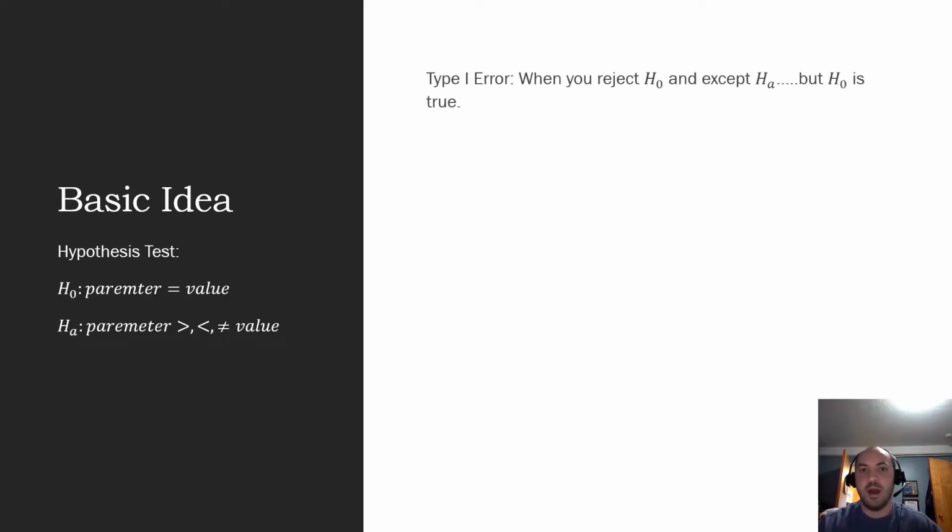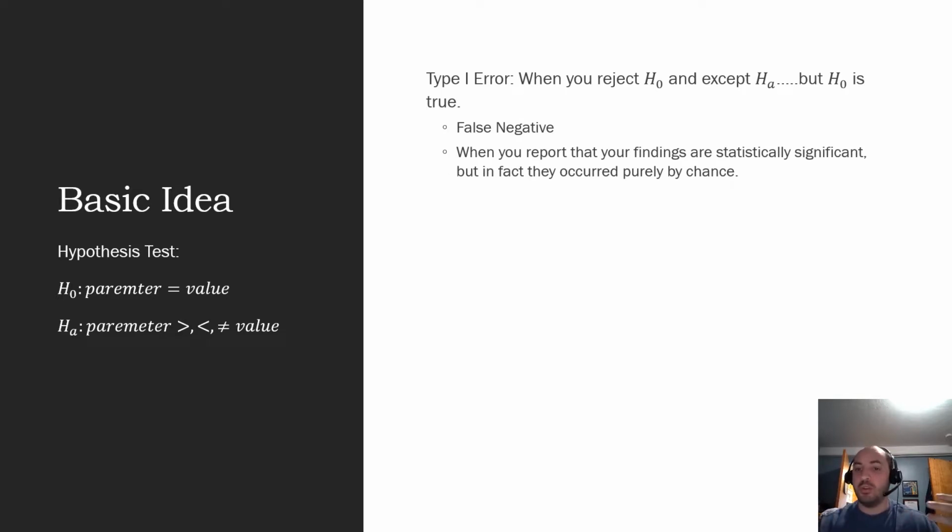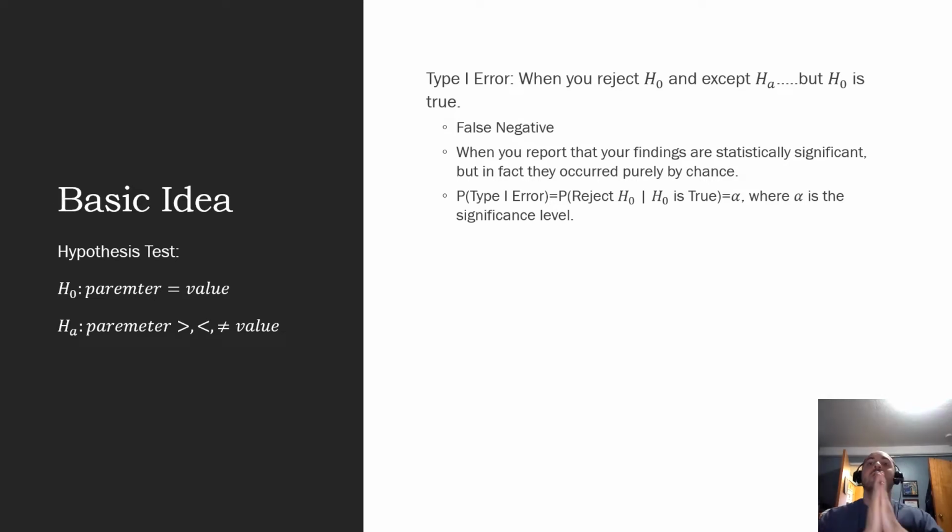So, with this in mind, we call it a type 1 error when you reject that null hypothesis and accept the alternative, but that null hypothesis was actually true. Sometimes you might hear this referred to as a false negative, and it is when you report that your results are statistically significant, but they're not. You can think of this as conditional probability, because like I said, you're assuming your null hypothesis is true, and you're rejecting it. It turns out the probability of a type 1 error occurring is the same as whatever you set your significance level to. So it's a nice way to compute the probability of having a type 1 error occur.